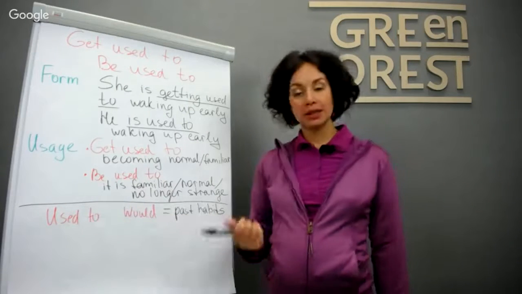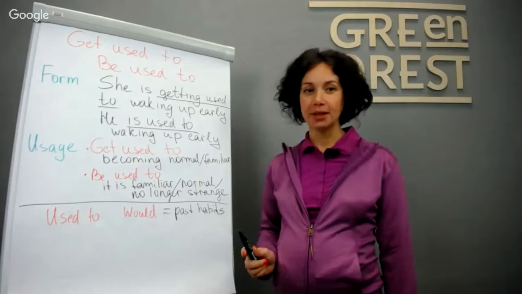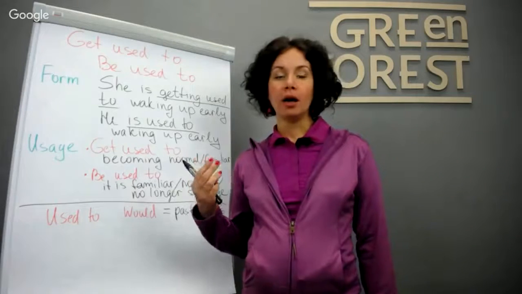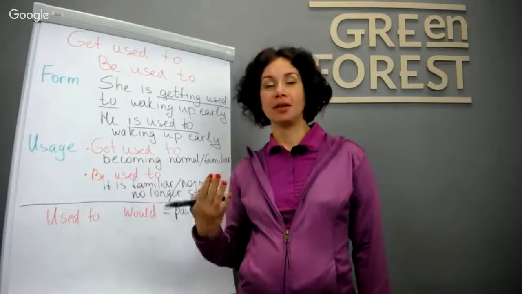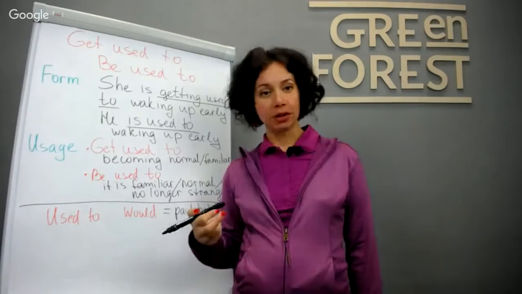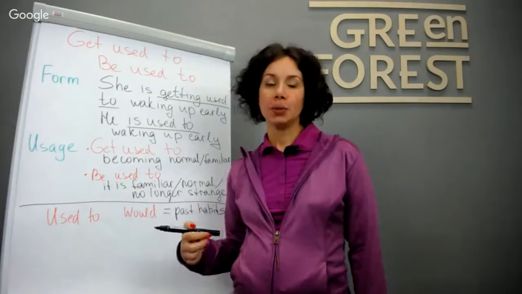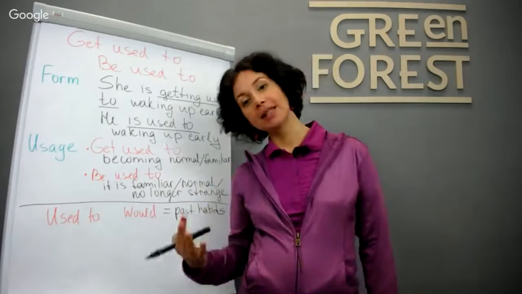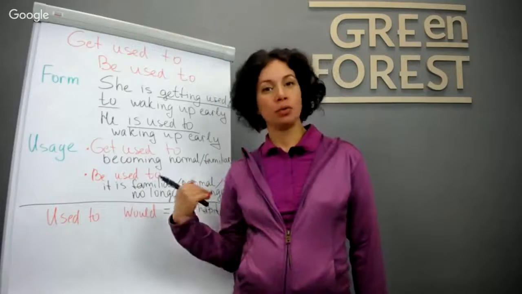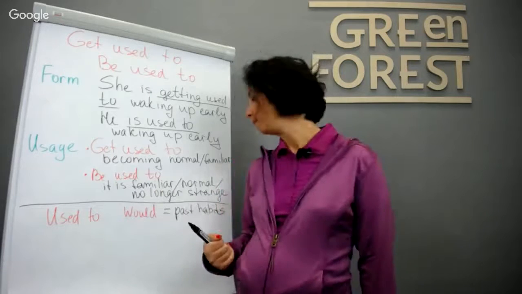Both these constructions describe past habits. The difference between them is that when we want to begin telling the story, we need to use the construction used to. So used to we use for introduction, a story at the beginning. Also, we use it with action verbs and state verbs. I used to swim, and I used to be blonde. To be blonde is a state, swim is an action.